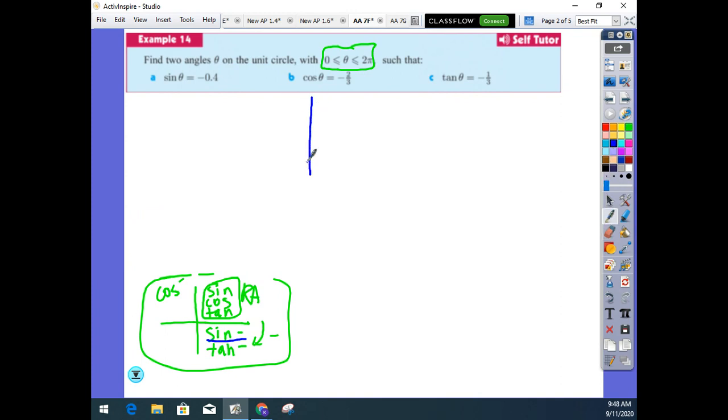Okay, cosine is negative in the second and third because it's positive in the first and fourth. So when we take cosine inverse of negative 2/3 to find the angle, I get 0.785.